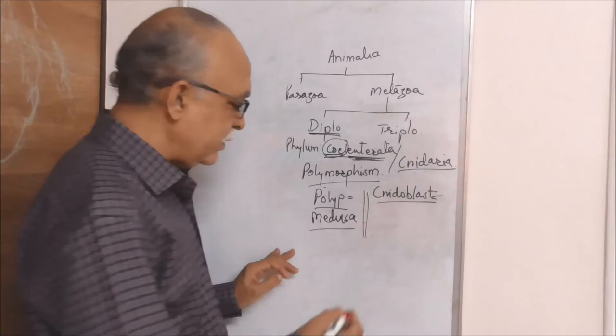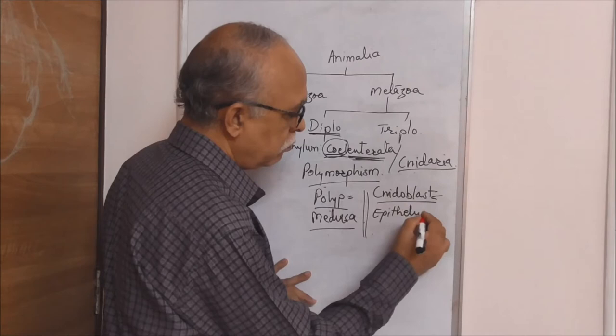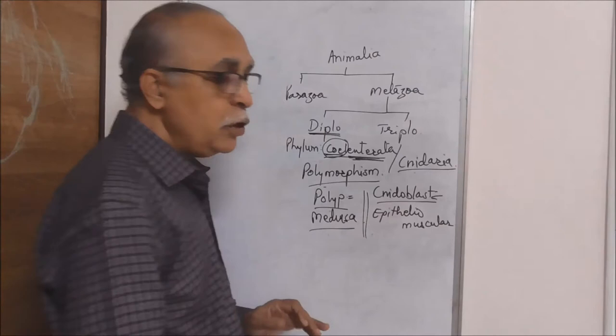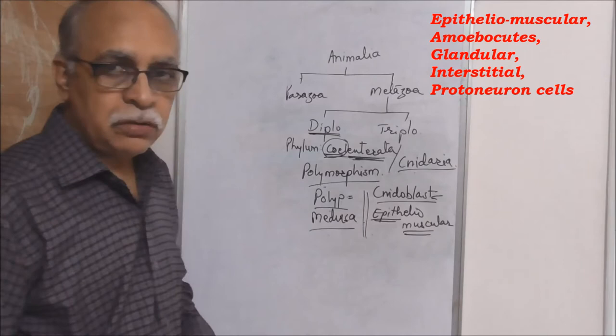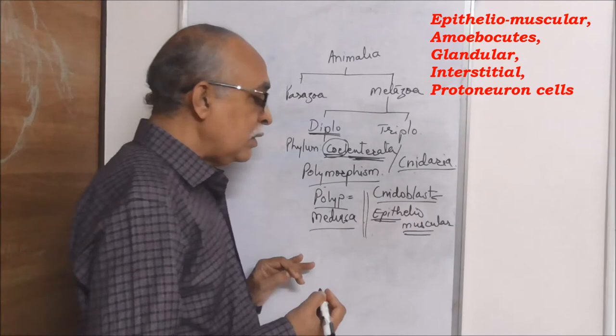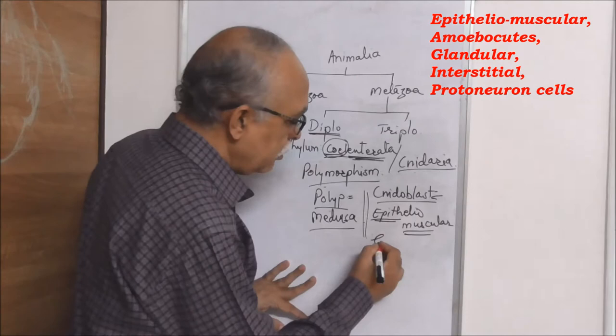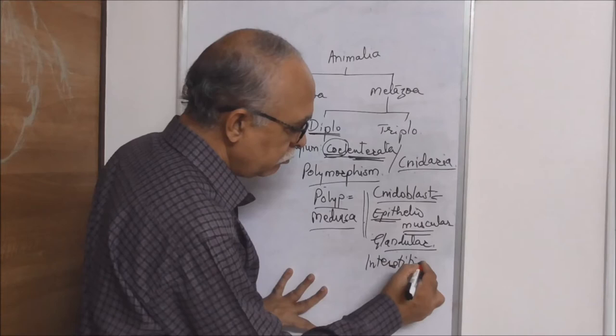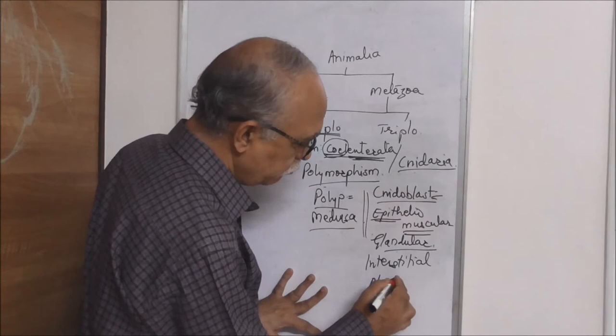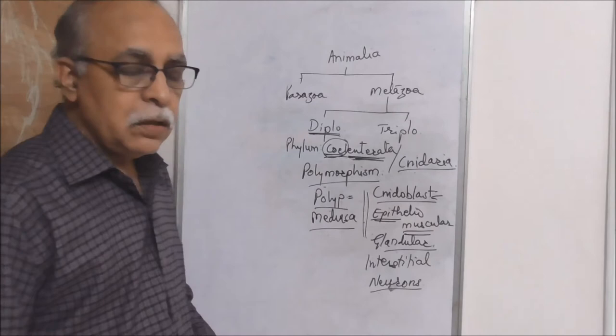Other types of cells: epitheliomuscular or musculoepithelial cells, that is, they look like epithelial cells for surface covering but have a contractile capacity. So epitheliomuscular cells or musculoepithelial cells, that's one characteristic feature. There are some amoeboid cells, amoebocytes, as we have already seen, some glandular cells, secretory in function, some are interstitial cells, and some are neurons. I'll talk about this a bit more.